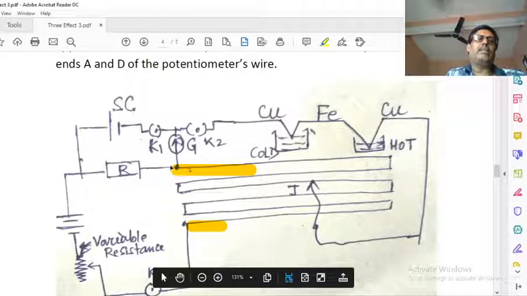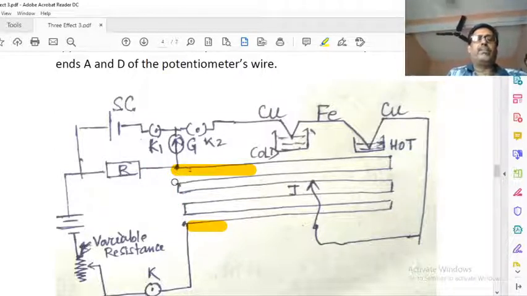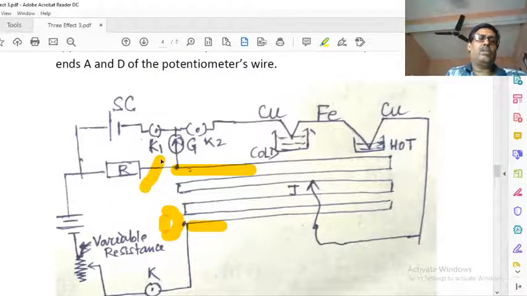And this end is A here. By mistake, it is not mentioned here, but you may correct it. It is A, and this end is D here. So this end is D, and this is A. A and D here.